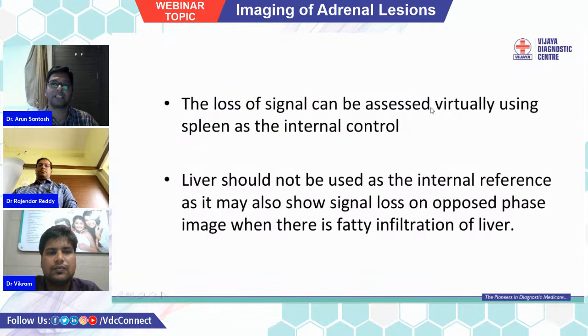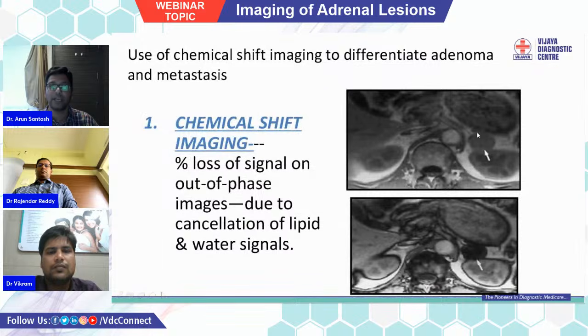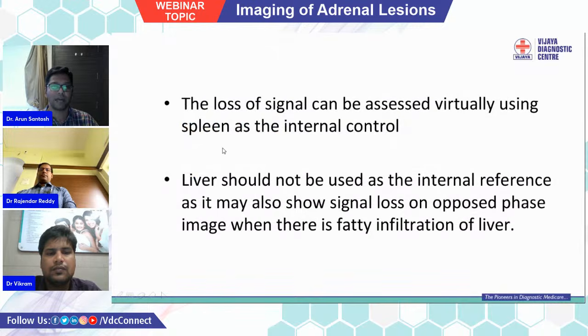The loss of signal can be assessed visually. Generally, in most cases in routine practice, we use it visually by eye examination only, by comparing with the adjacent liver or spleen. Unless the liver is fatty, we compare it with the spleen. This is a visual assessment only, depending upon how much darker the lesion appears on the opposed phase image. However, there is one parameter also. The loss of signal can be assessed using spleen as an internal control, and liver should not be used because underlying fatty infiltration can be seen sometimes, which can mislead, as the liver can also show a decrease in signal intensity in opposed phase images.